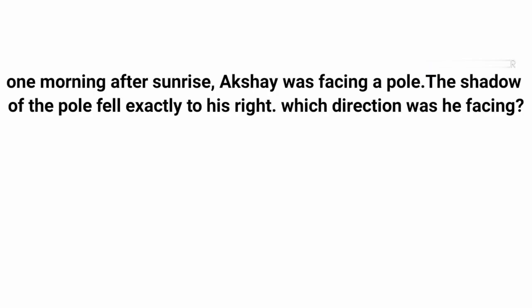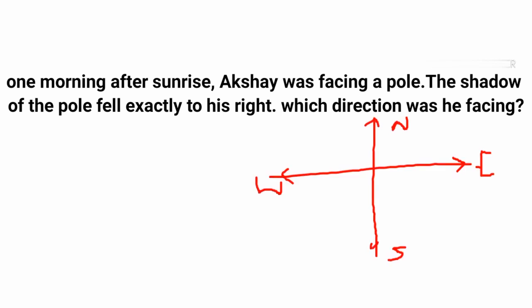One morning after sunrise, Akshay was facing a pole. The shadow of the pole fell exactly to his right. Which direction was he facing? And we know that sun rises in the east. So during sunrise, shadow will be formed towards the west. In the question, it is clearly said that shadow of the pole fell exactly to the right. Suppose if he is facing north, shadow will be formed in the west, that is to the left side of him.